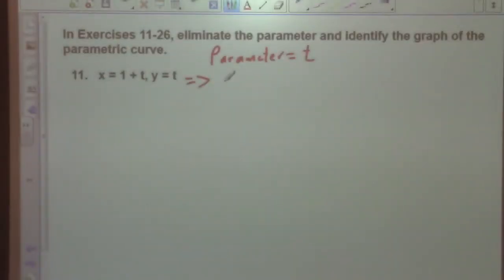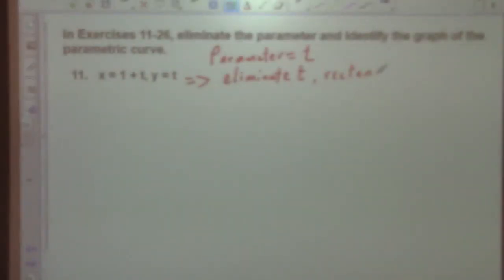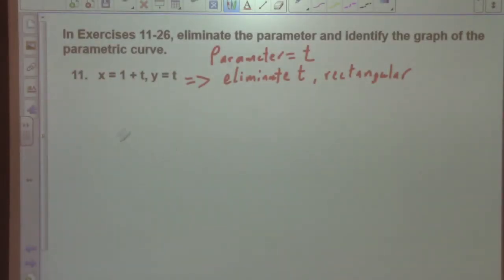We're going to convert these when we eliminate the parameter, so I'll just say eliminate t. And what we're going to have then is called a rectangular equation. So we're going from a parametric equation to a rectangular equation by eliminating t. So to get a rectangular equation, we're going to end up with a y equals equation.